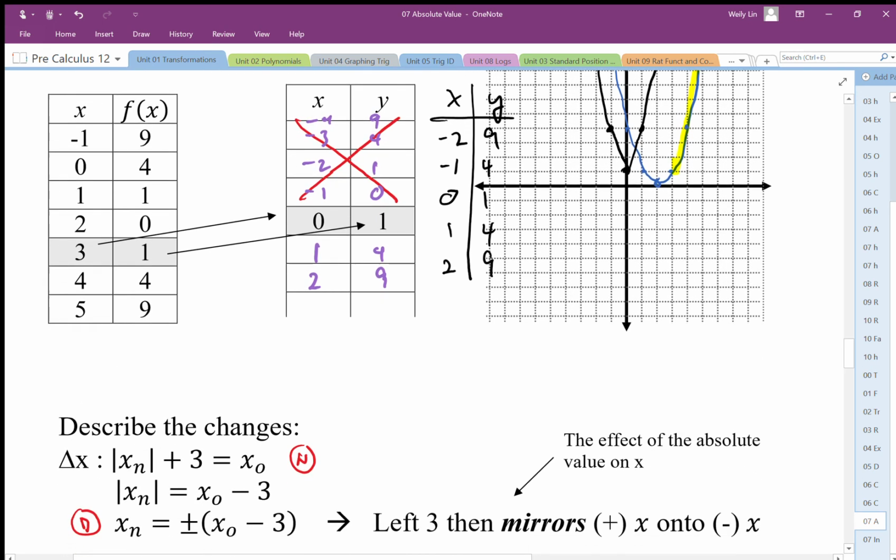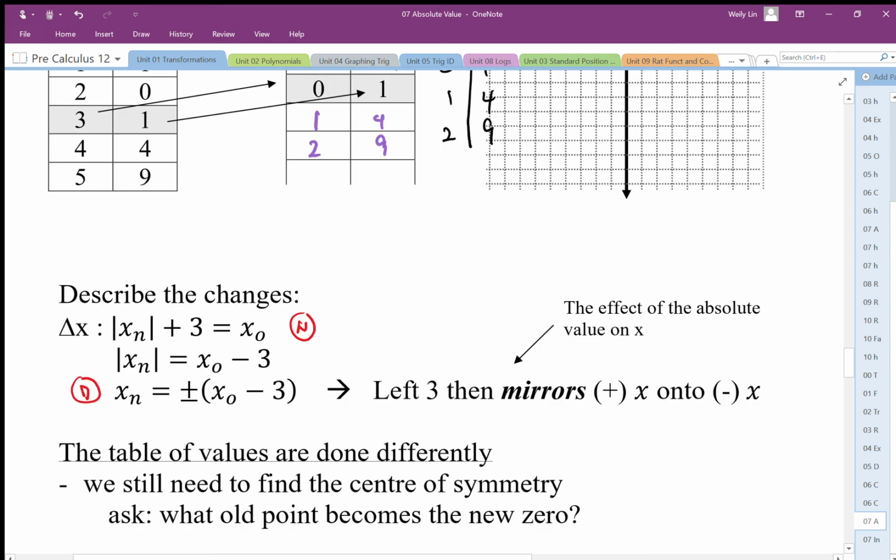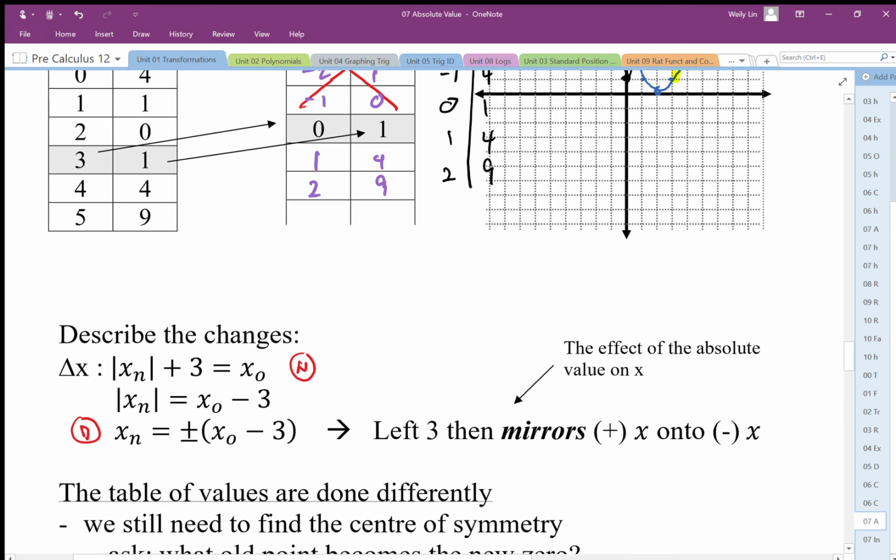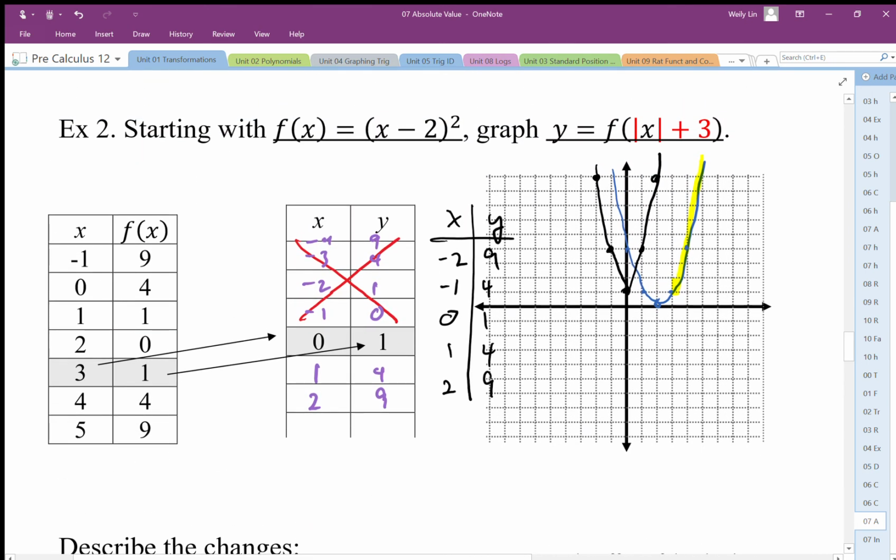So be very careful when we're doing this. You have to first make sure that you know the order of the transformation, and then when you apply the absolute value, you're going to do 2 steps. Get rid of the negative, mirror the positive.